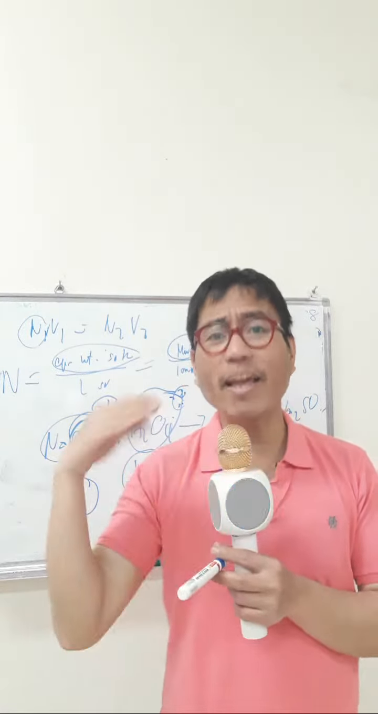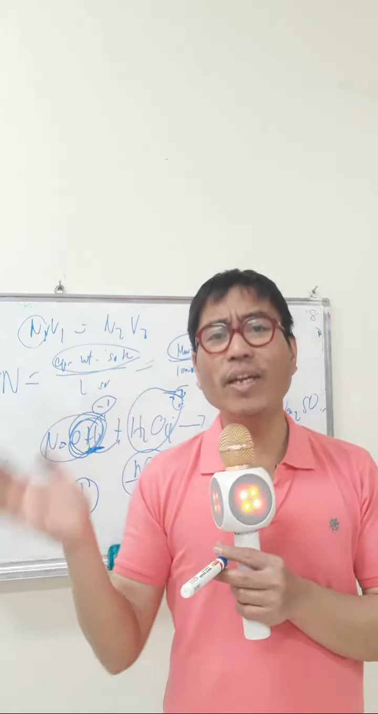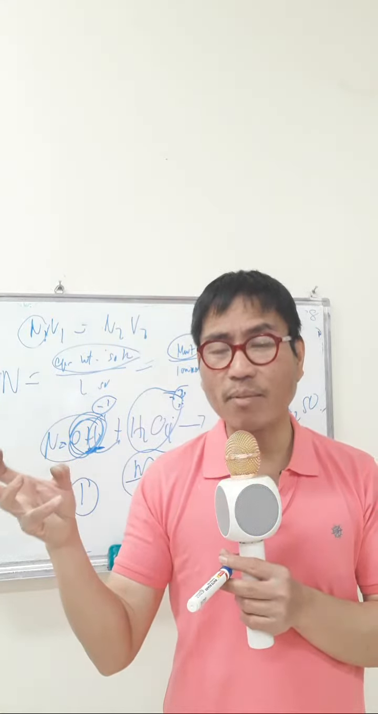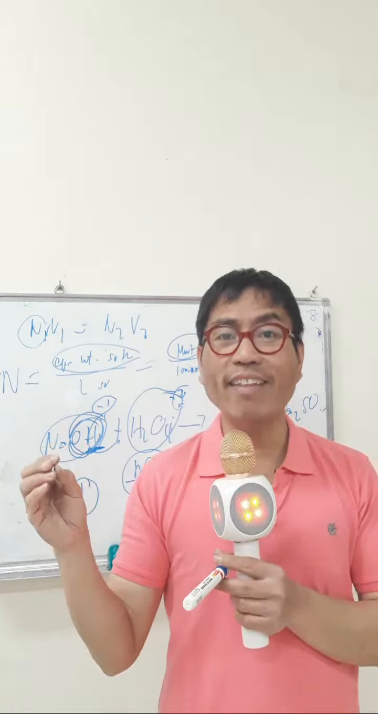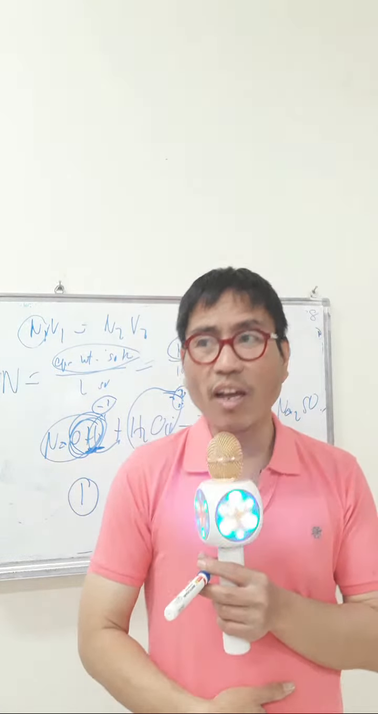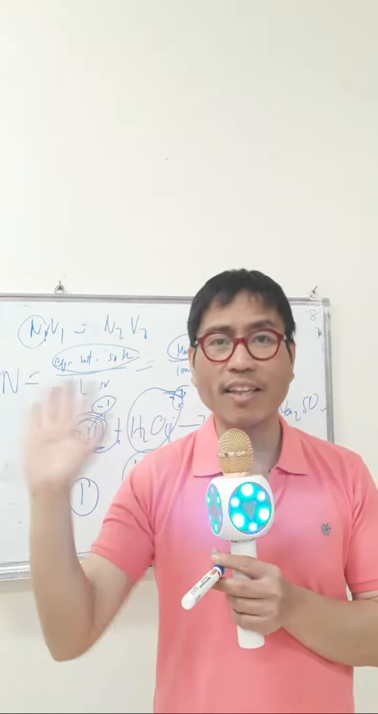Again, in a chemical reaction, we need to avoid fractions. We need to avoid decimals in the coefficient or in the number of moles. And we need to avoid a negative sign. There's no such thing as negative 3 sodium hydroxide reacting with negative 0.5. There's no such thing in chemistry like that.